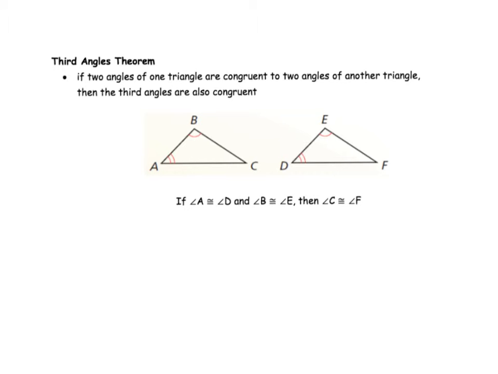Then we have the third angles theorem. If two angles of one triangle are congruent to two angles of another triangle, so if we have angle A congruent to angle D and angle B congruent to angle E, then we hopefully recall that the three angles added up should equal 180. So therefore, there's only one option that would be left for angle C and for angle F. So therefore, the third angle would have to also be congruent.